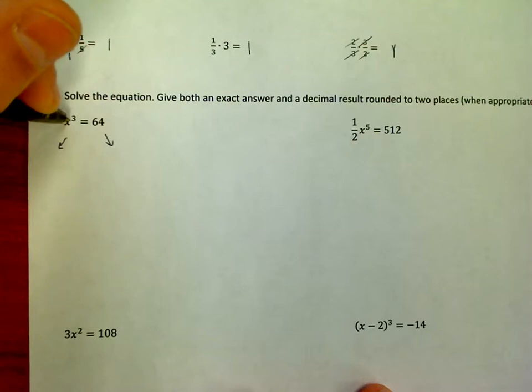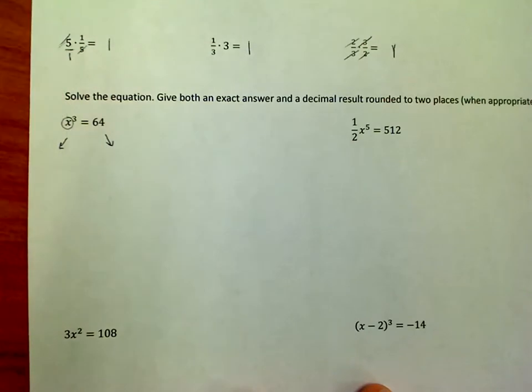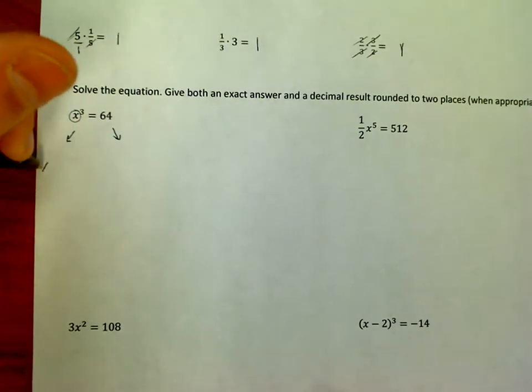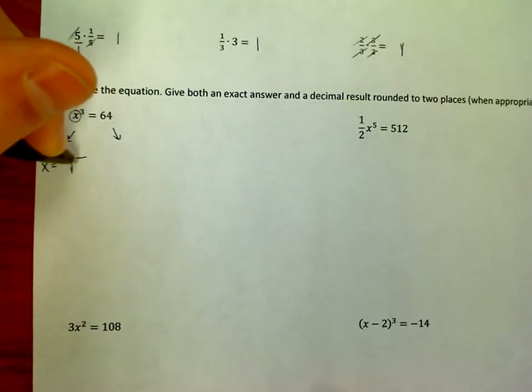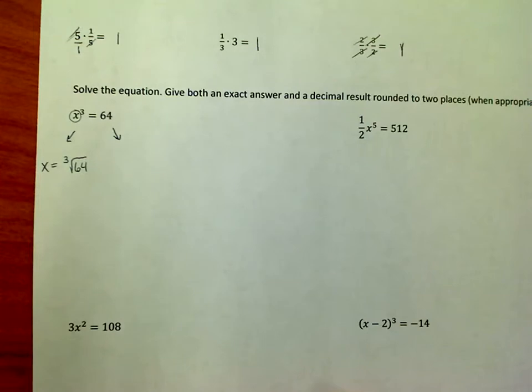Once I get the value that is raised to the exponent, that would be the x in this case, when I get the thing with the exponent by itself, now I'm ready to get rid of the exponent. How do I get rid of a cube? I cube root. So on my calculator, I could say x is the cube root of 64. That's one way to think about it.